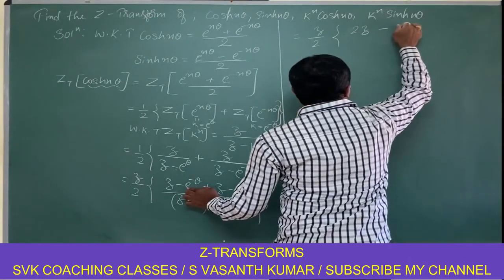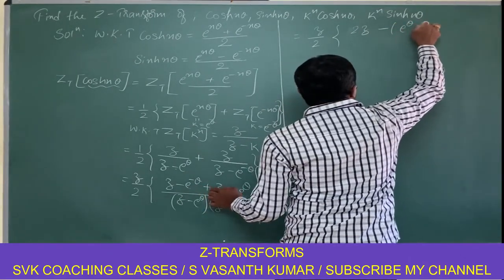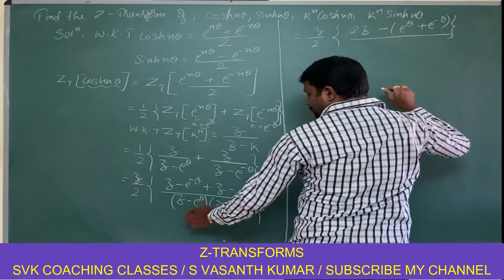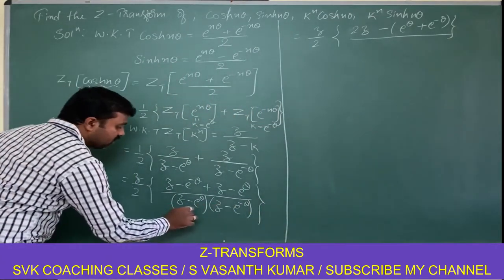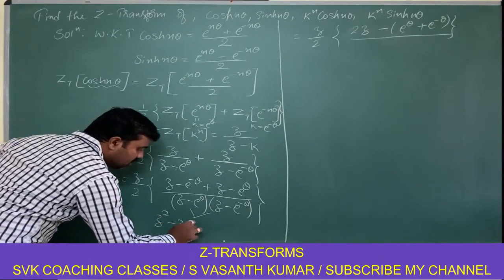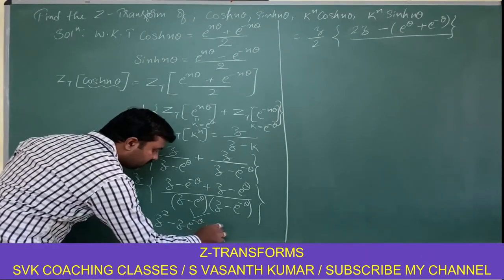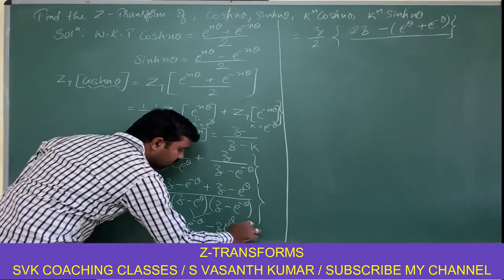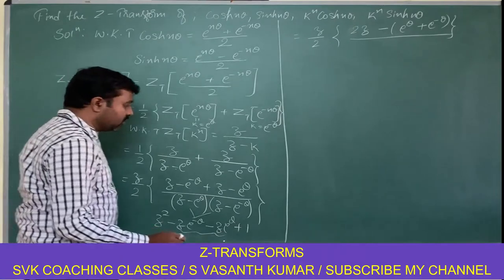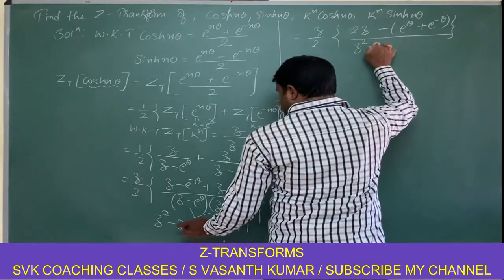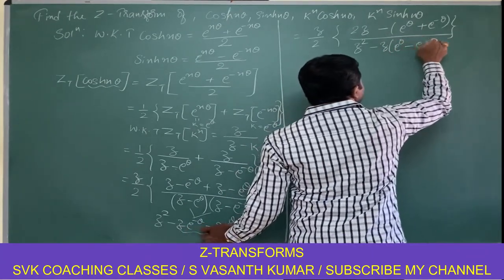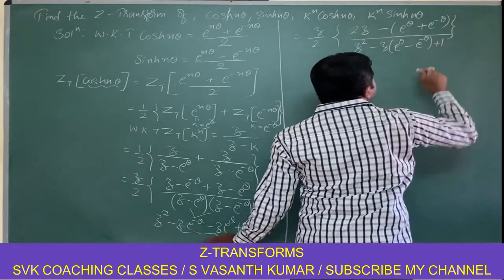Minus, taking minus common, e power theta plus e power minus theta, all divided by the expansion of this. The expansion is z into z, z square minus z e power minus theta minus z e power theta, and minus into minus e power theta into e power minus theta is 1. So I can take out minus z as common. You are left with z square minus z times e power theta plus e power minus theta plus 1.